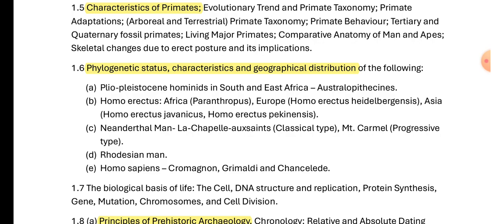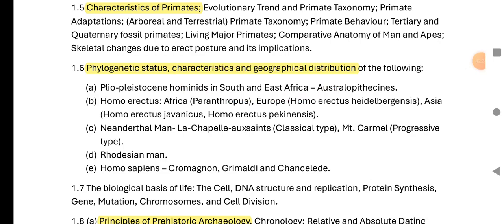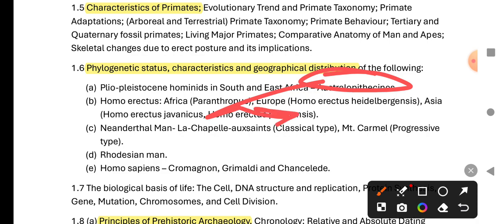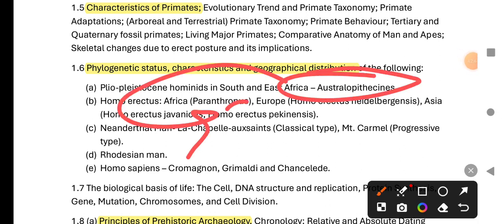And the evolutionary tree of these fossil evidences. We will move to the next evidence, Australopithecus. It is a South and East African hominid. What is the meaning of Australopithecus? It means ape of the south. You can remember this with a mnemonic: Australia is in the south.